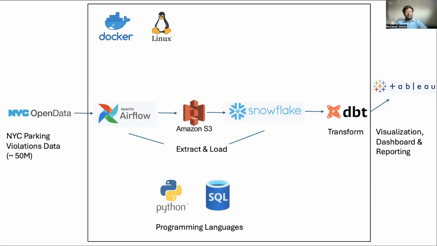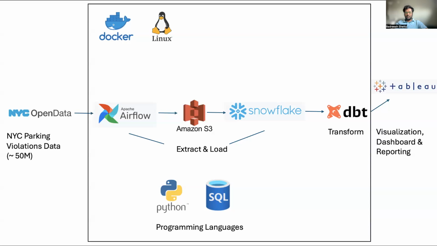Hi, so I'll be speaking on the NYC data engineering project I worked on. This is the basic workflow that I went through. The data source I take is the NYC parking violations data, and it has approximately 50 million data records. I take it for particular years, in this case 2014, 16, 17, 18, 19.